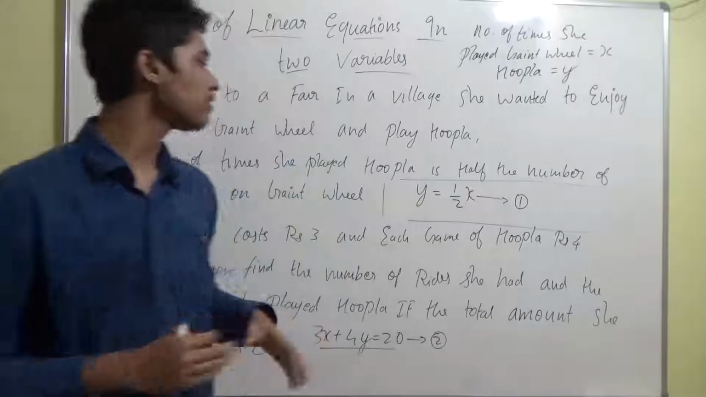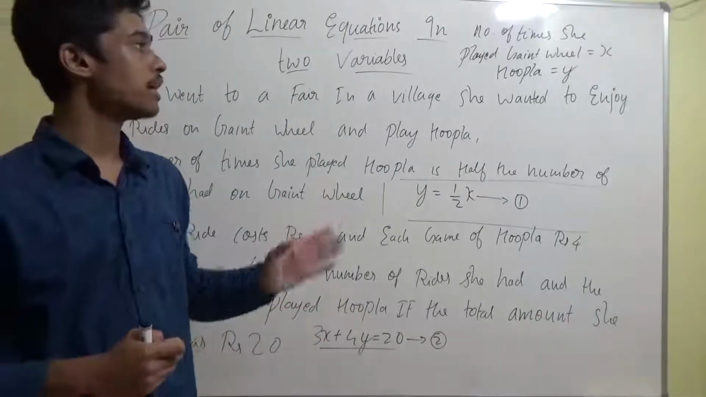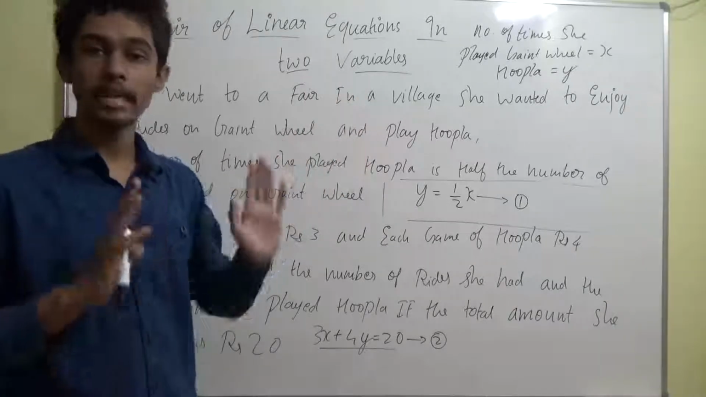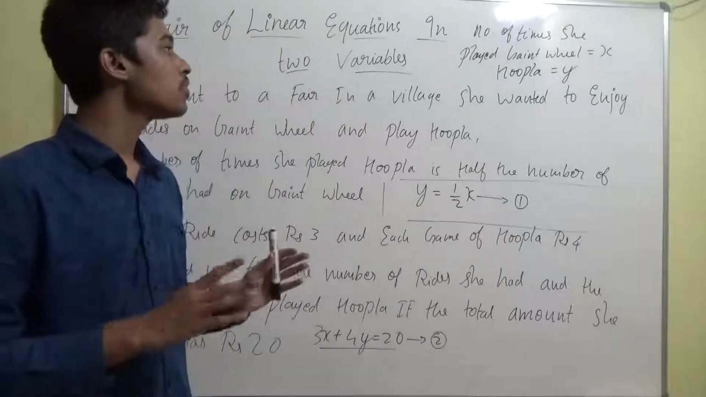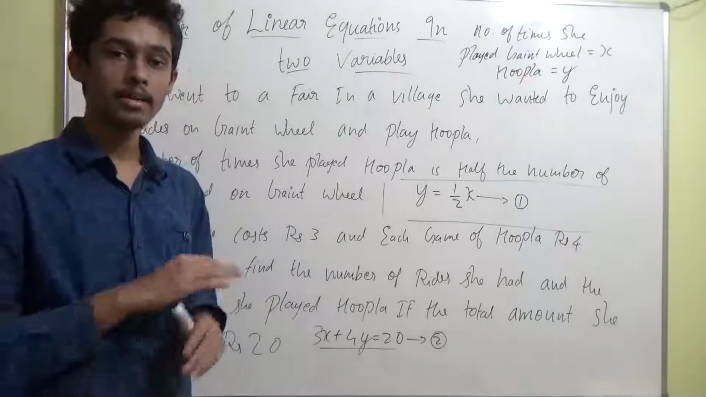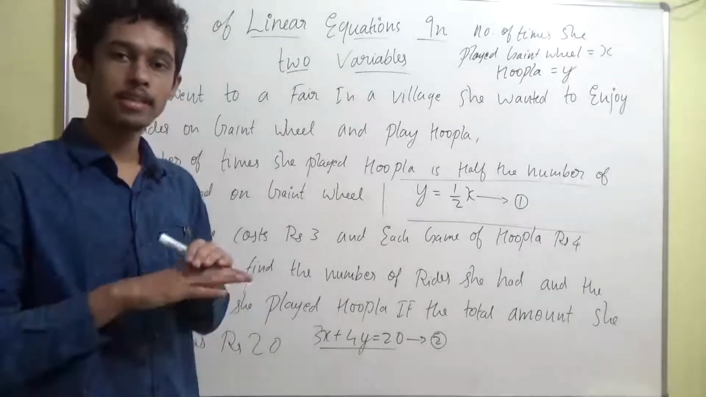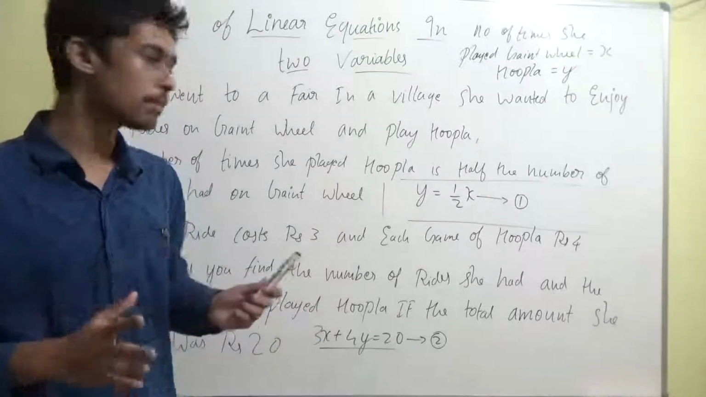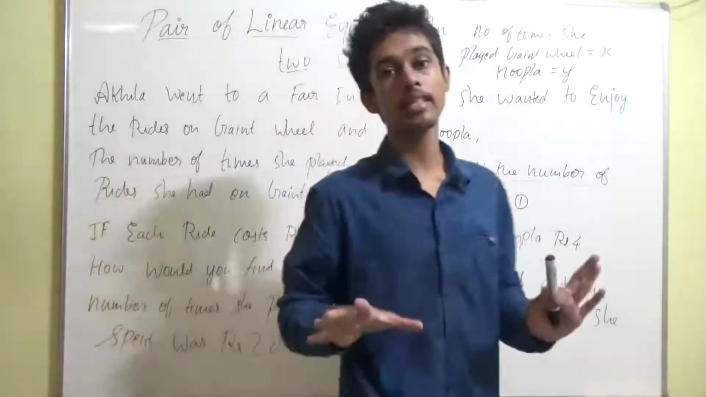For example, if you get the value of x as 4 and y as 2, you will write that the number of times she played giant wheel is 4 and the number of times she played the game hoopla is 2, and then you will conclude it, guys. That's it, answer over.